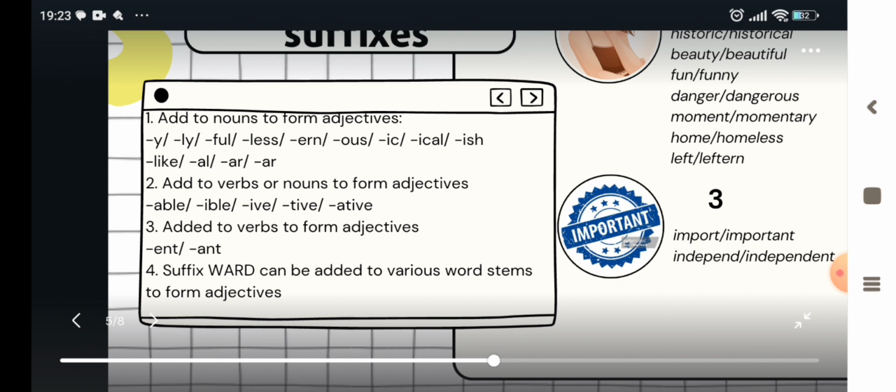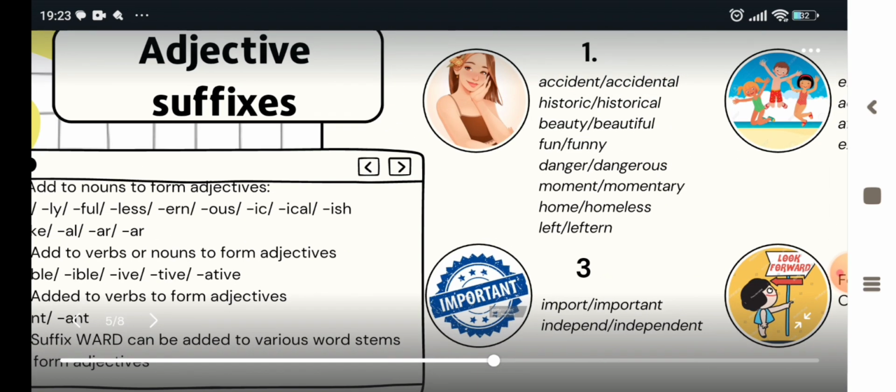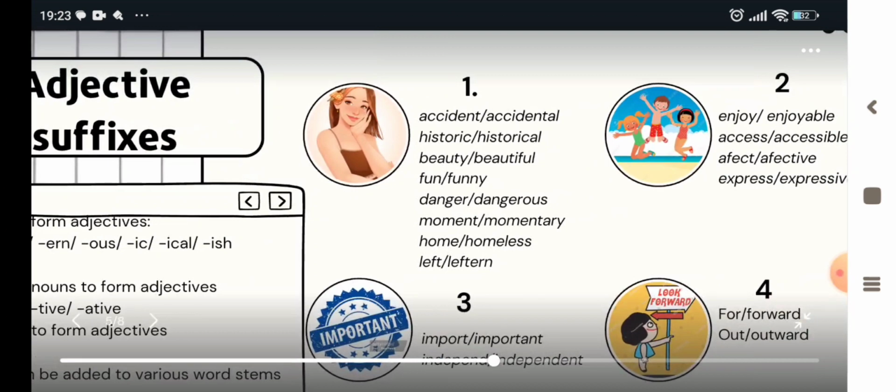When we add suffixes to nouns to form adjectives, we can use al, ly, ful, less, ern, ous, y, ish, like, or en. Okay, so for example, we have the noun accident, and we are going to check it with accidental. Historical, beauty, beautiful, fun, funny, danger, dangerous, moment, momentary, home, homeless.